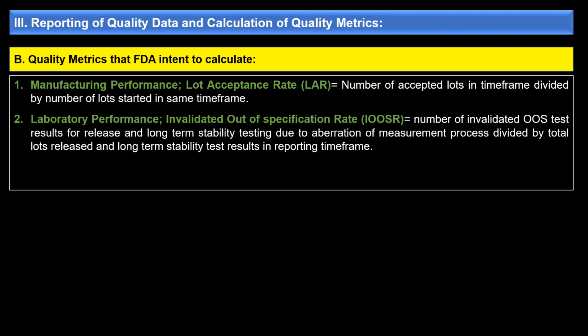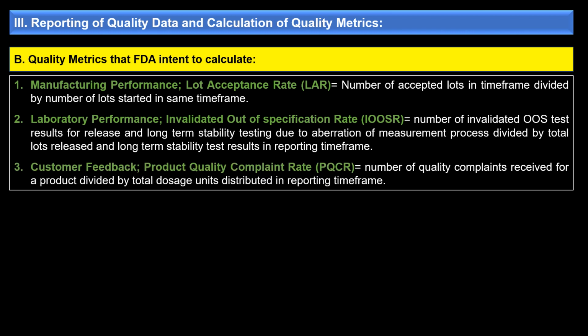Second, the FDA intends to calculate the laboratory performance, which is calculated through a matrix for invalidated out of specification rate. So the number of invalidated OOS test results for release and long-term stability testing divided by the total lots released and long-term stability test results in the reporting time frame. And the third is the customer feedback, which is product quality complaint rate. So the number of quality complaints received for a product divided by the total dosage units distributed in the time frame. Hence, for the limited matrix data, USFDA intends to calculate the manufacturing performance, the laboratory performance, and the customer feedback.